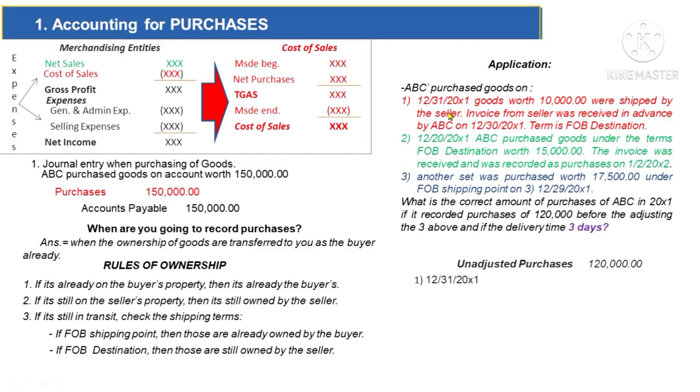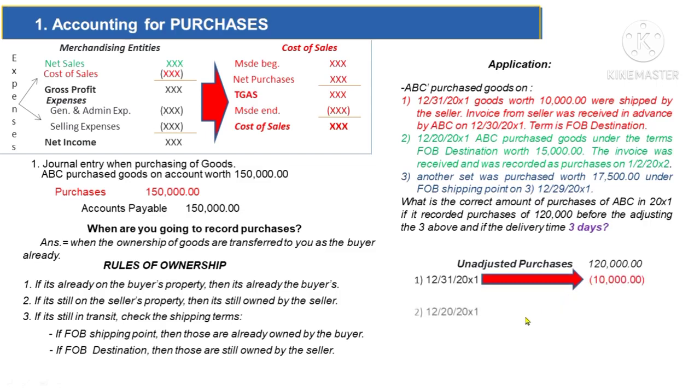Next, the invoice from the seller was received in advance by ABC on 12/30/20x1, which if interpreted will mean that this purchase was already recorded in the 120,000. However, the term is FOB destination, meaning it is still not yours in 20x1 because it is still in transit and the shipping term is FOB destination. So what do we do? We need to deduct that 10,000 from here.